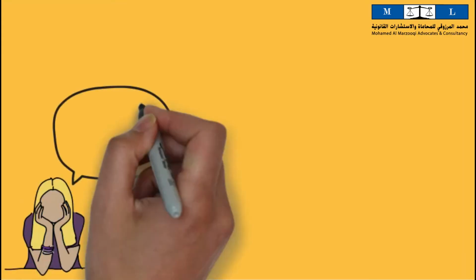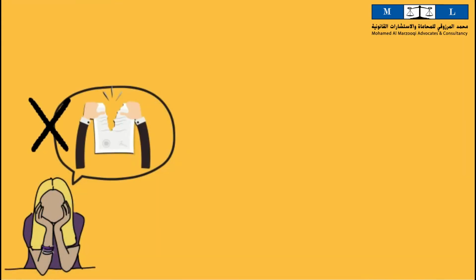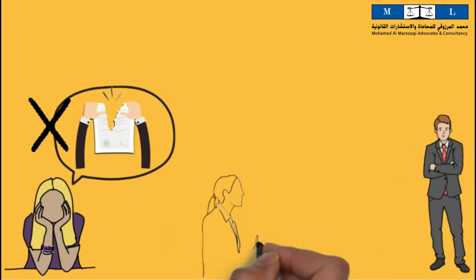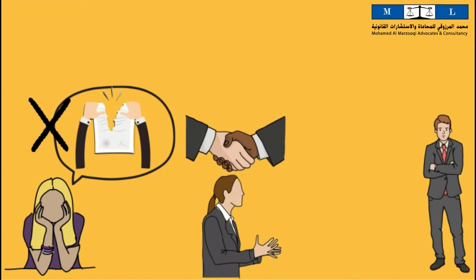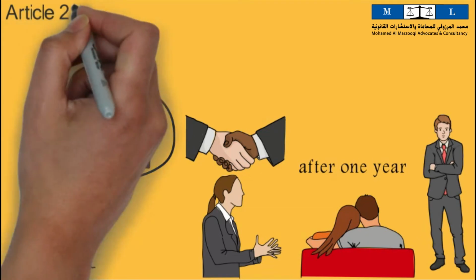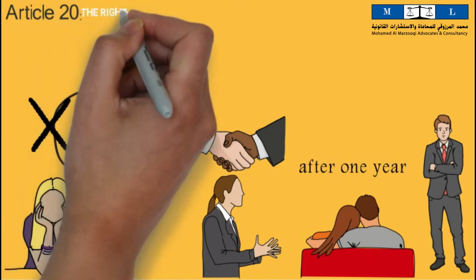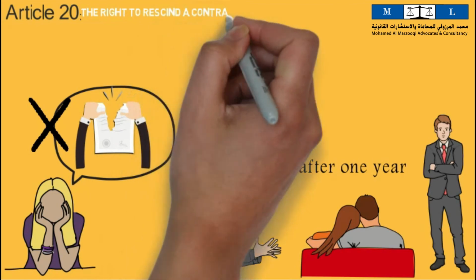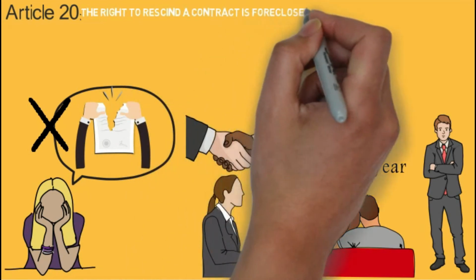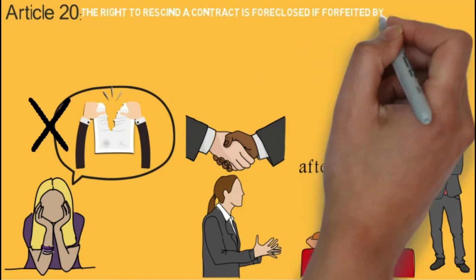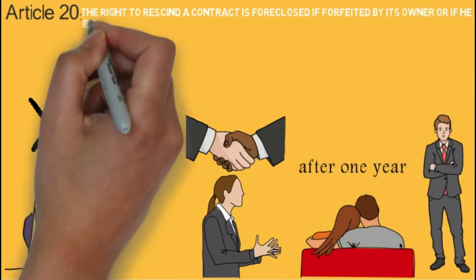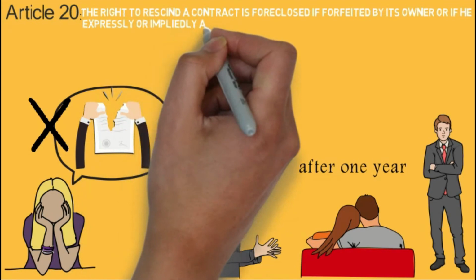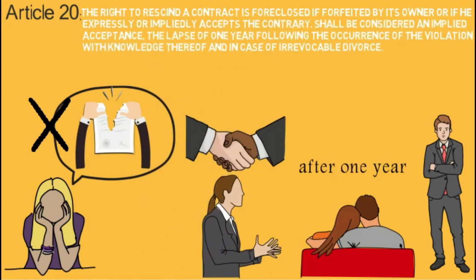The right to request annulment is dropped if the other party consents to the contract with the violation made by the breaching party, explicitly or implicitly. An implicit consent is considered after 1 year of the violation with the knowledge of the other party. Article 20 explicitly states that the right to rescind the contract is foreclosed if forfeited by its owner or if he expressly or implicitly accepts the contrary. It shall be considered an implied acceptance the lapse of 1 year following the occurrence of the violation with the knowledge thereof, and in the case of irrevocable divorce.